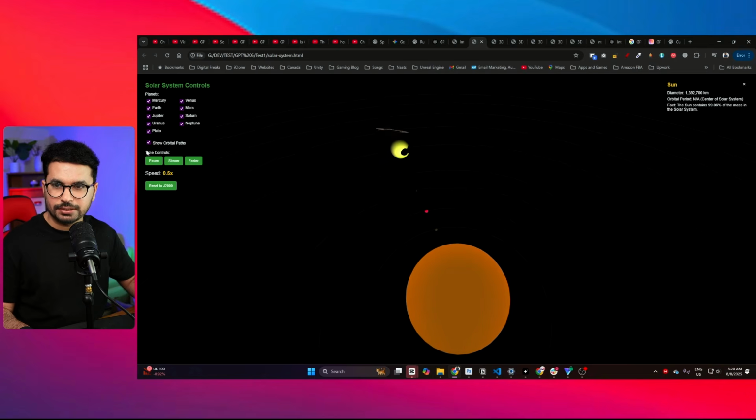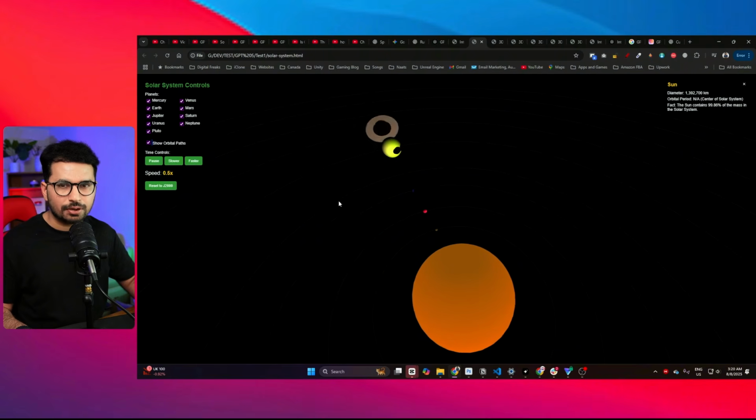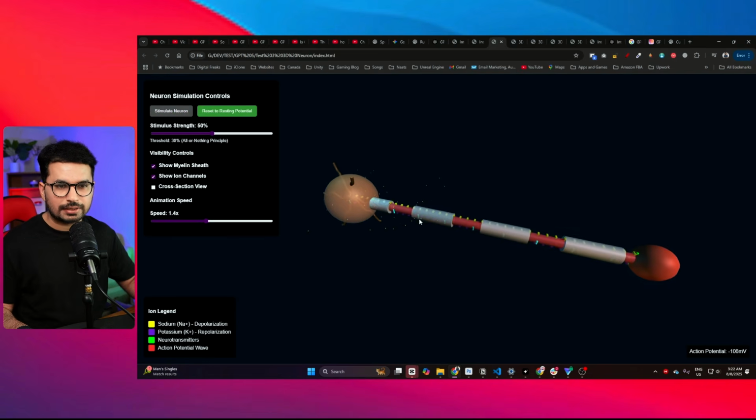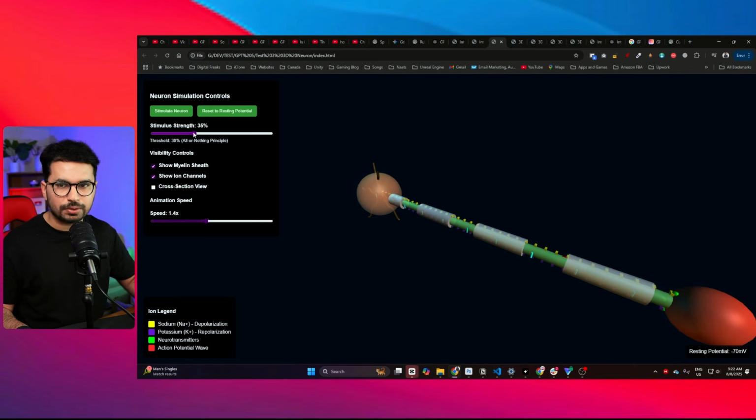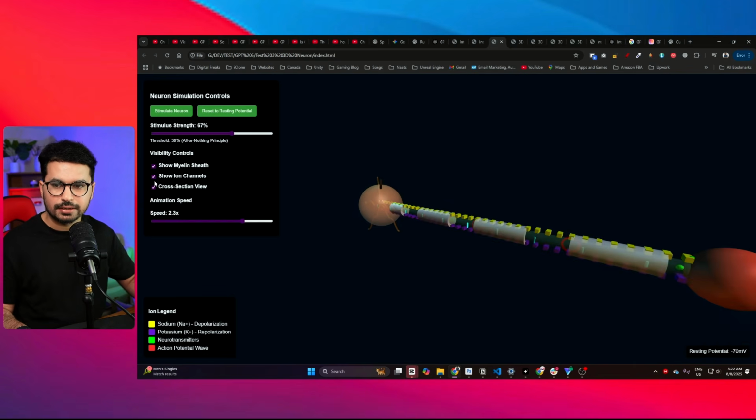Then there is this 3D solar system simulation that shows the simulation of all of these different planets and you can actually change these time controls to make your simulation slower or faster. This particular one is an interesting one. This is a 3D neuron simulation and you can see this simulation is also fully dynamic. We can change all of these different variables to see the results in real time in our simulation.